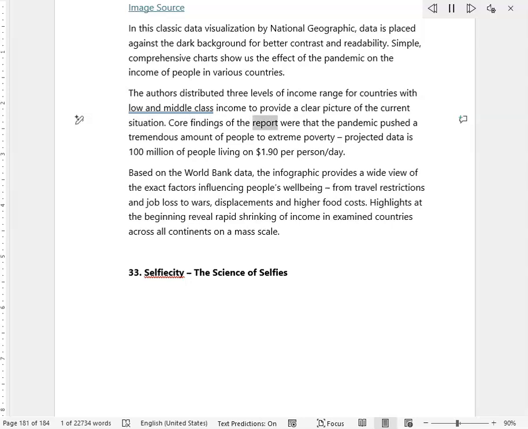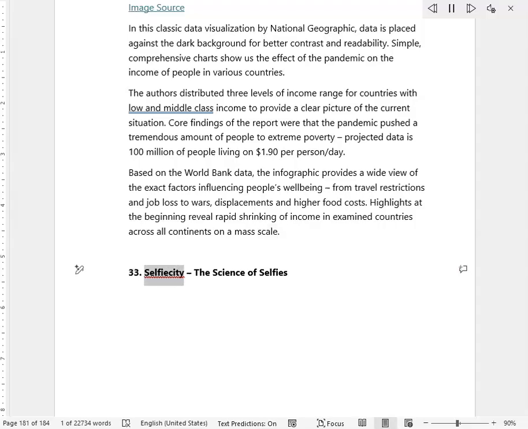Core findings of the report were that the pandemic pushed a tremendous amount of people to extreme poverty. Projected data is 100 million people living on $1.90 per person per day. Based on the World Bank data, the infographic provides a wide view of the exact factors influencing people's well-being, from travel restrictions and job loss to wars, displacements, and higher food costs. Highlights at the beginning reveal rapid shrinking of income in examined countries across all continents on a mass scale.